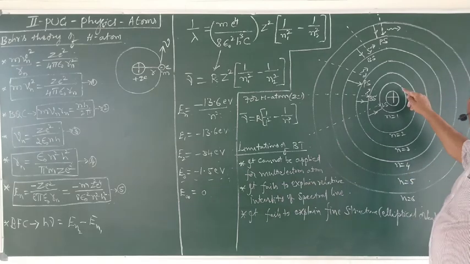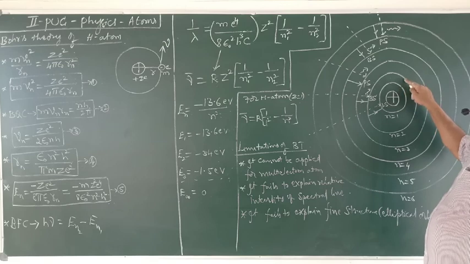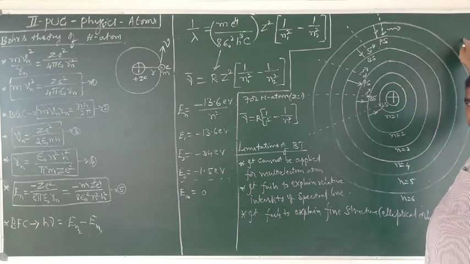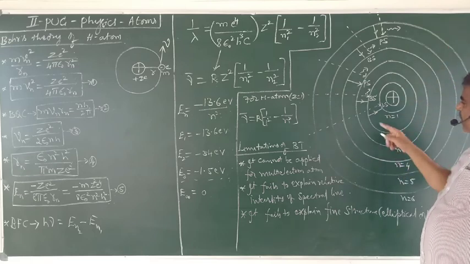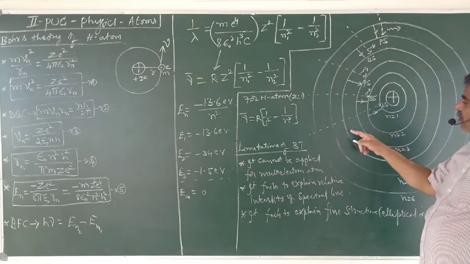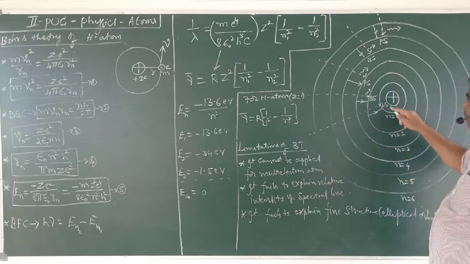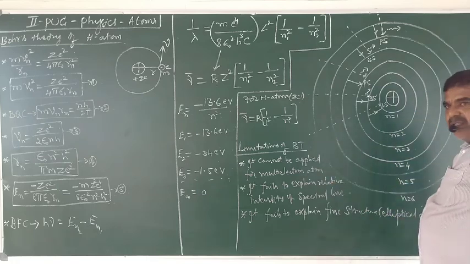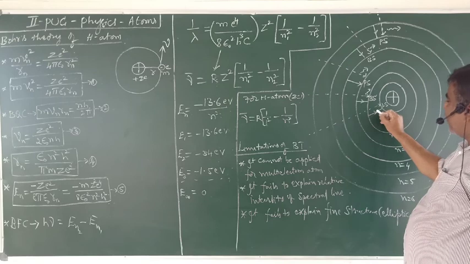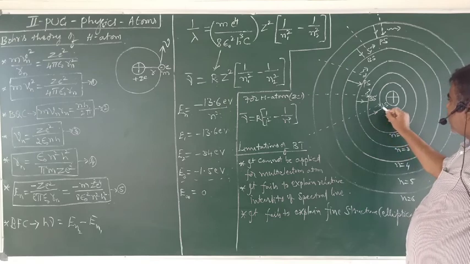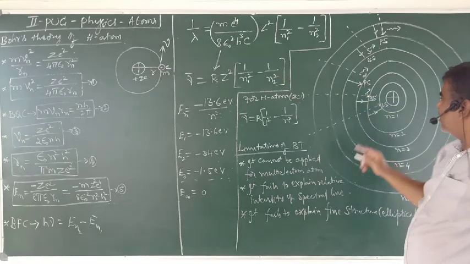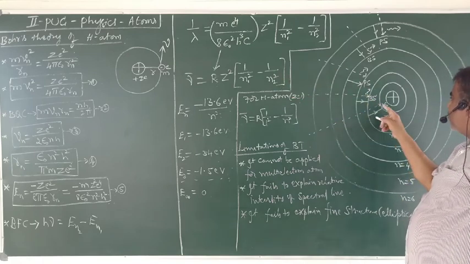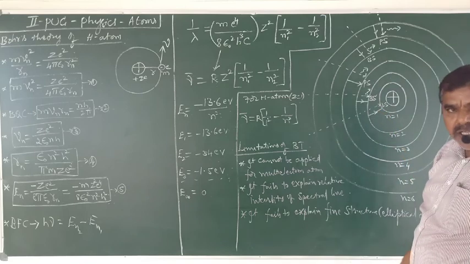If I supply energy to an electron which is in the ground state, it will get excited to higher energy states. When an electron jumps from the second, third, fourth, fifth orbits to the first orbit, I will get different radiations. When it jumps from second to first, I will get one radiation, which has a certain wavelength. When it jumps from third to first, I will get another radiation.